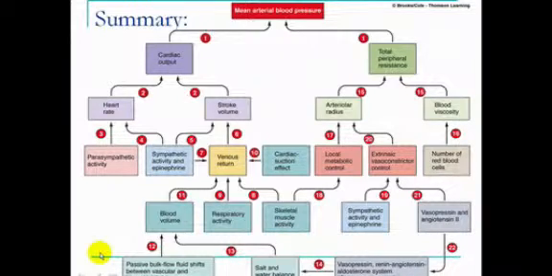Instead of trying to memorize this chart, just think through it logically. If I increase stroke volume, what's going to happen to my cardiac output? What types of things would increase mean arterial pressure? What things would decrease mean arterial pressure? You got to start thinking like that because you can guess I'm going to ask you stuff like that on the test, right? Which of the following would not increase stroke volume? Or which of the following would decrease heart rate? So just try to think through it logically.